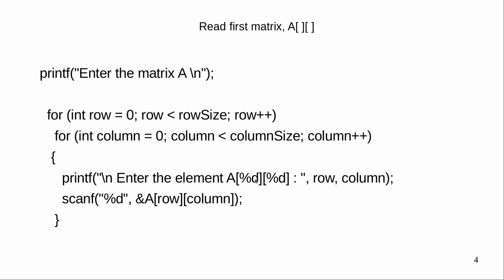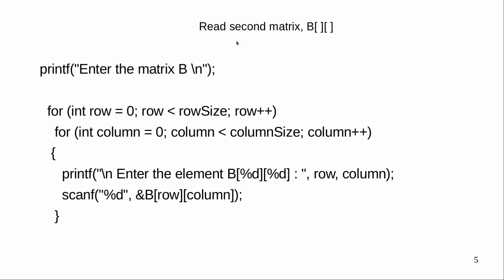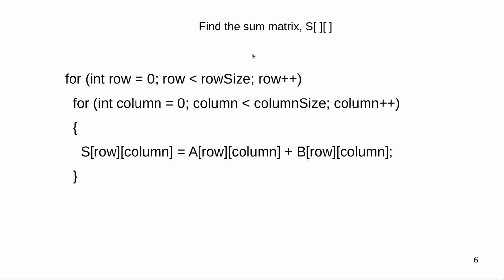And each of those elements is entered into various positions within matrix A. In a similar manner, we also enter matrix B. So we have both matrix A and matrix B stored. So now we can find the sum of the matrices, which we store in a matrix called S. So for that, what do we do? Again, we iterate over each of these elements. So row equal to 0 to row size, column equal to 0 to column size.